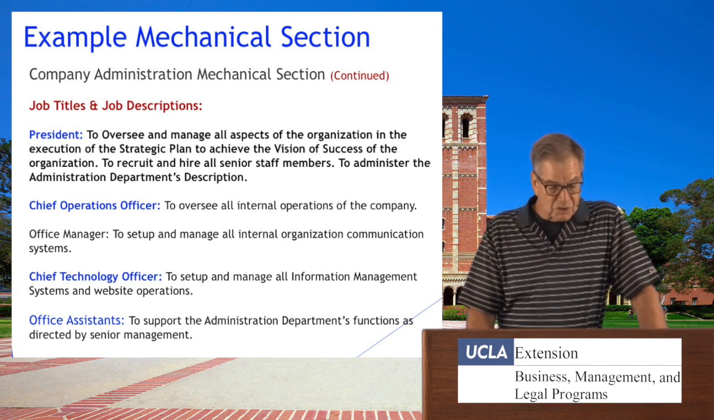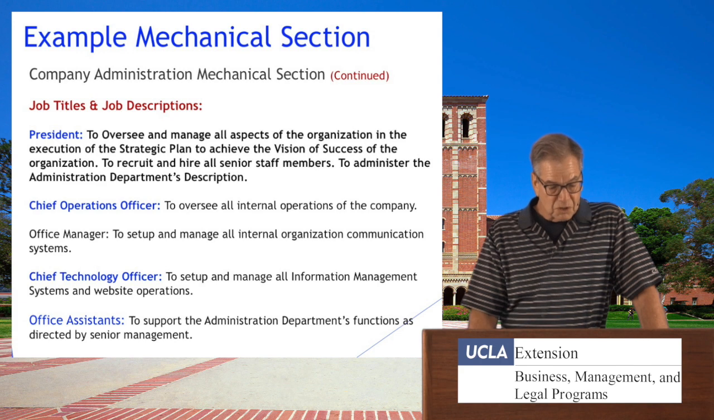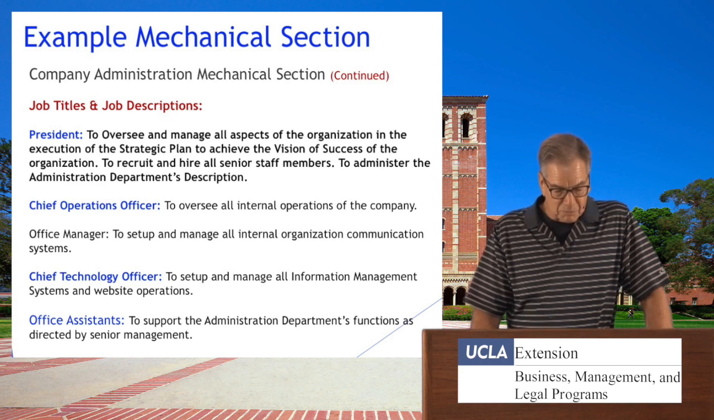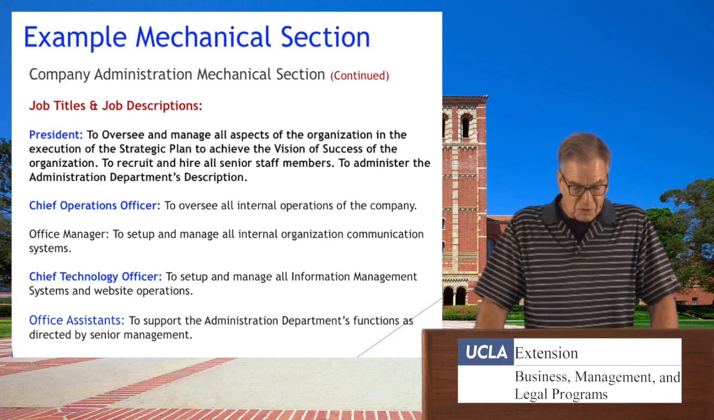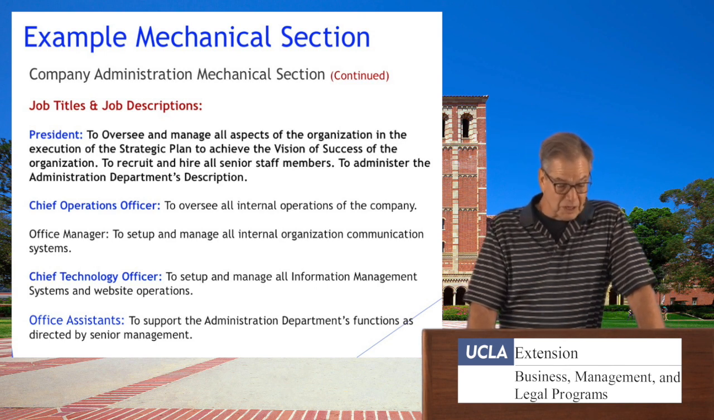Next are job titles and job descriptions. President: to oversee and manage all aspects of the organization in the execution of the strategic plan to achieve the vision of success statement of the organization, to recruit and hire all senior staff members, to administer the administration's department description. So that's just a brief way of saying, okay, this is what the CEO does.